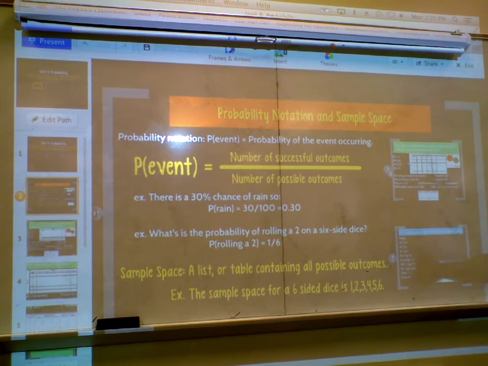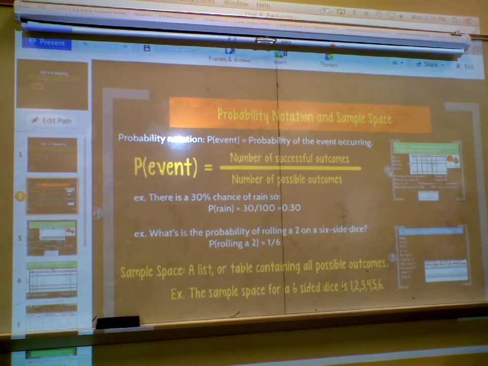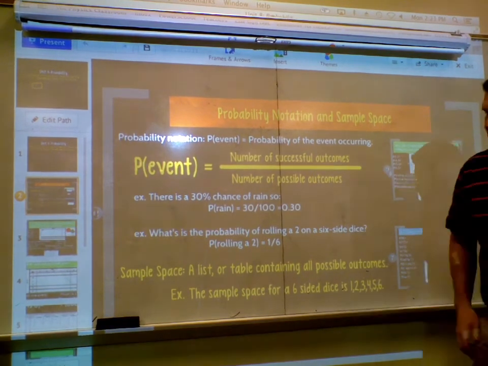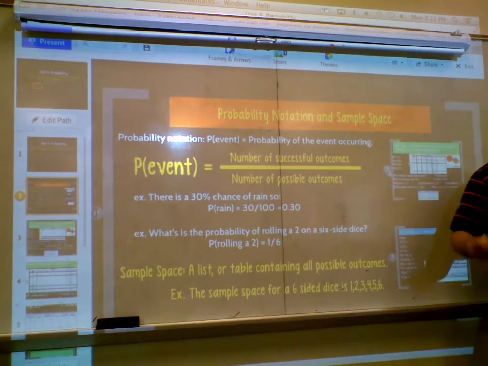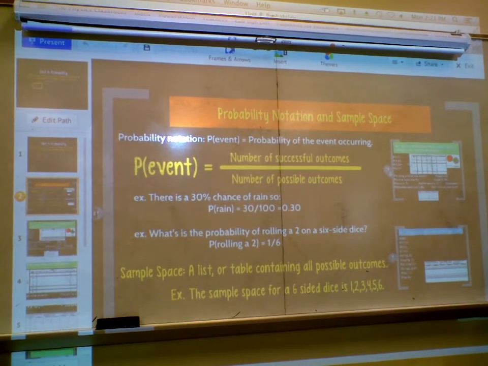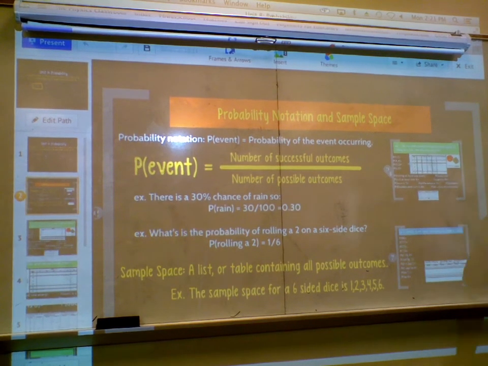Okay. We talk about rolling a 2 on a 6-sided die. How many 2s are there on a die? 1. How many total sides? 6. So the probability of rolling a 2 is 1 out of 6. Does that make sense? Any questions?